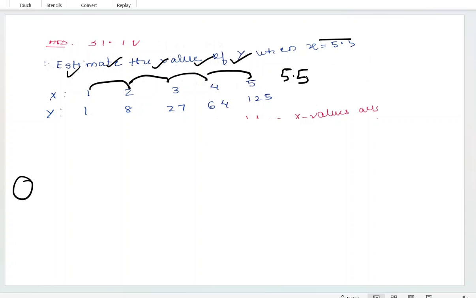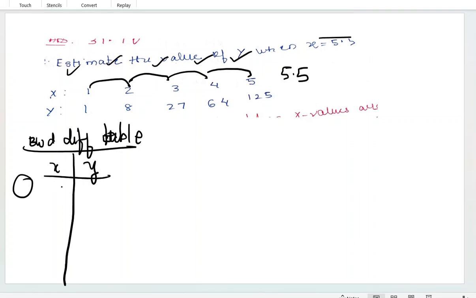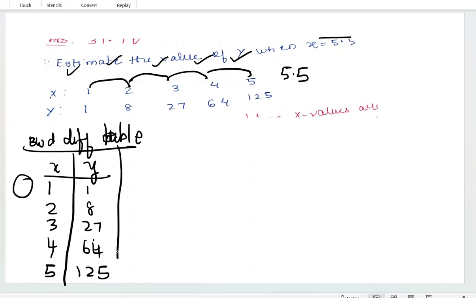Again, to use Newton's backward interpolation formula, we need to use the backward difference table. Backward difference table. Now, see, the backward difference table is very easy. Take x, y, which is 1, 2, 3, 4, 5, 1, 8, 27, 64, 125. Now, in backward difference table, there will be 5 more columns.